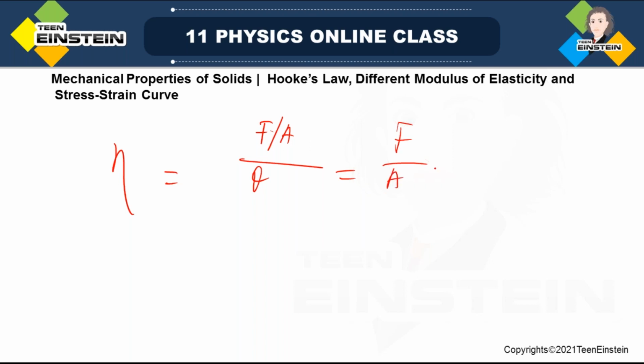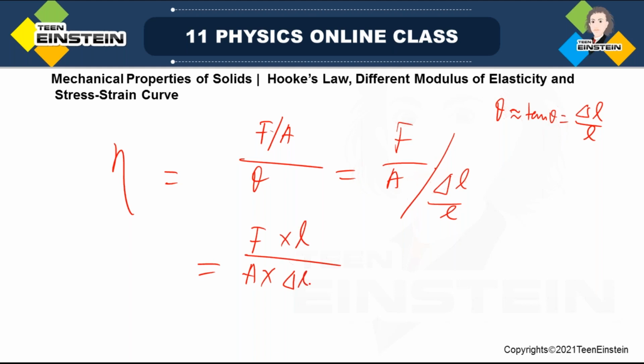Now F by A, and what is theta? Theta is nearly equal to tan theta, that is given by delta L by L. So if we do a little bit of simplification, we get F into L over A into delta L. Okay, so this is the rigidity modulus.